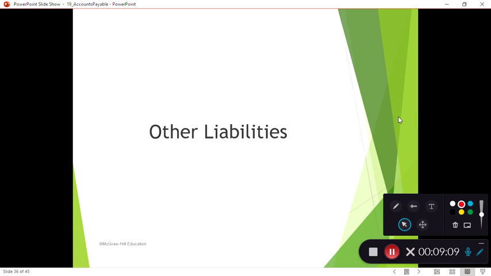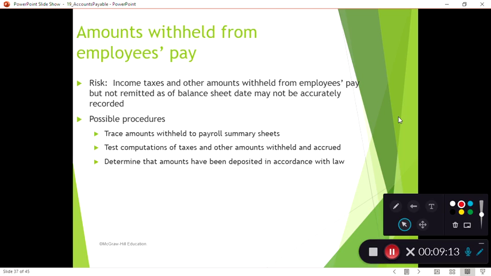So looking at other liabilities, so that was all accounts payable, which is the primary part of this topic. Other liabilities, right? We can have items related to wages that the client pays. These are accrued liabilities where the client may not have them accurately recorded.